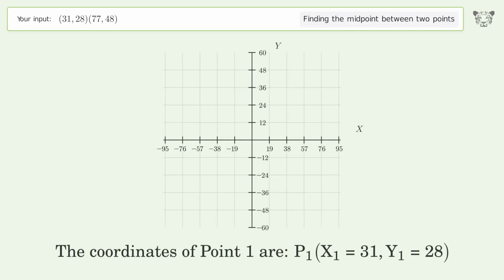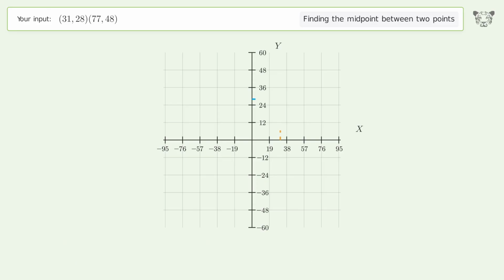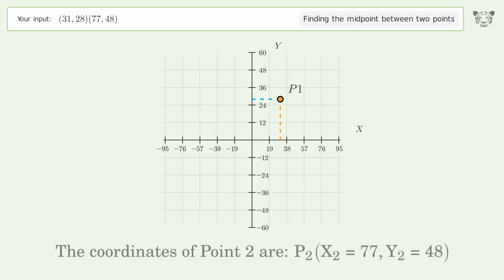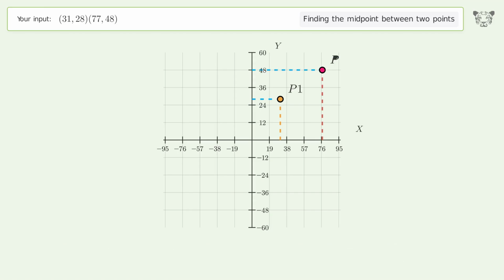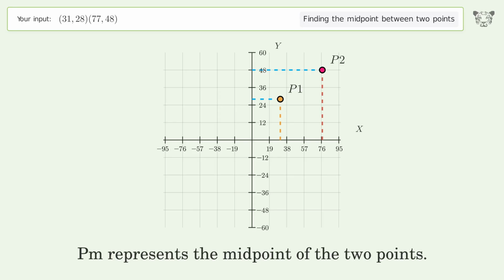The coordinates of point 1 are x1 equals 31, y1 equals 28. The coordinates of point 2 are x2 equals 77, y2 equals 48. PM represents the midpoint of the 2 points.